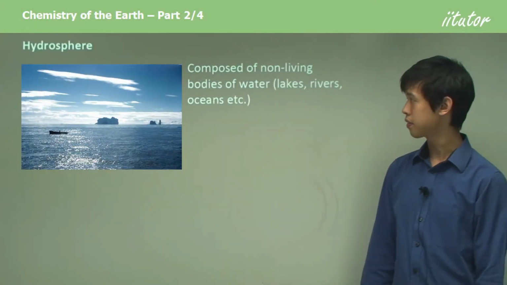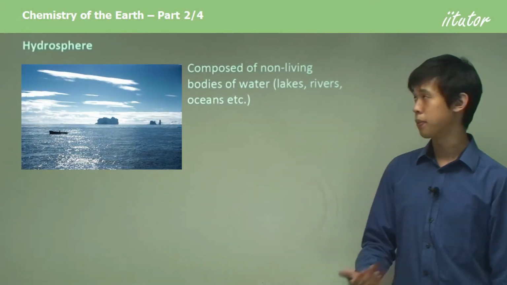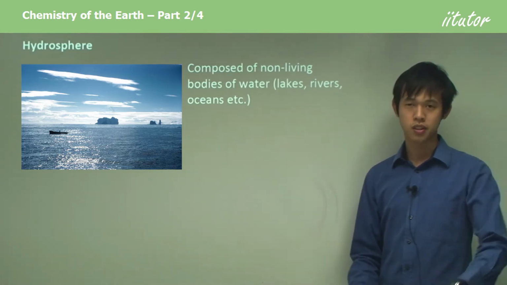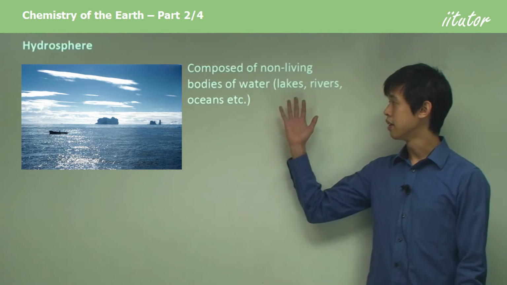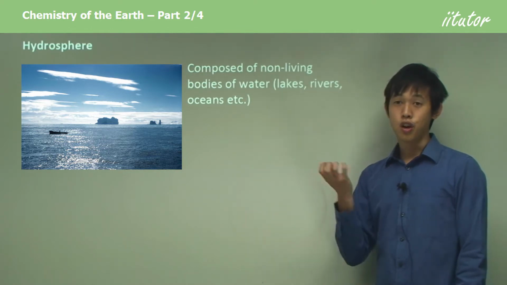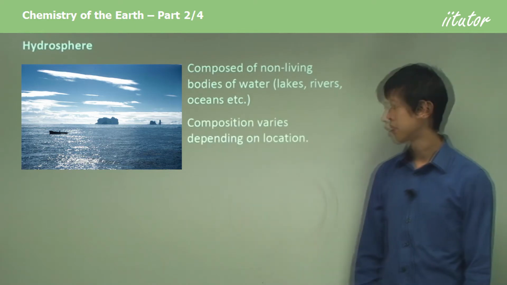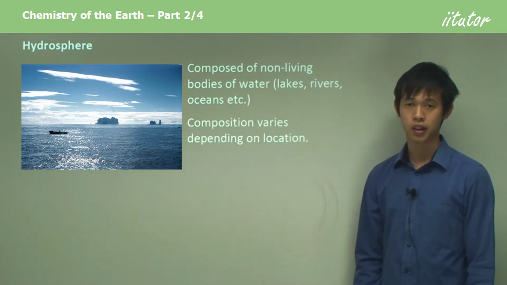The hydrosphere. The hydrosphere is composed of any non-living body of water, because humans are mostly made of 70% water. So the hydrosphere is any non-living body of water, such as a lake, river, or ocean. And the composition varies depending on the location.